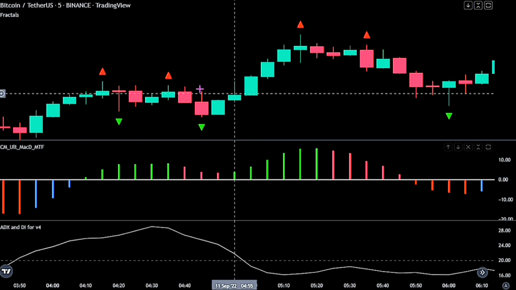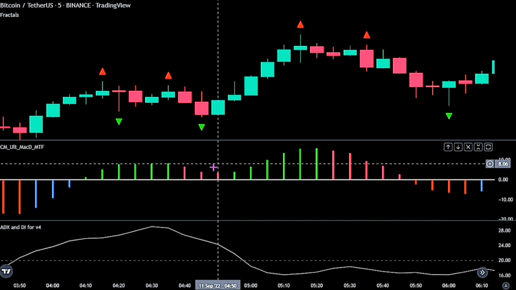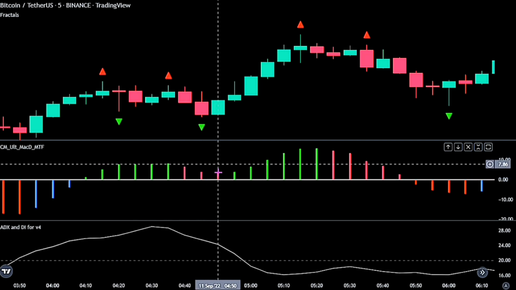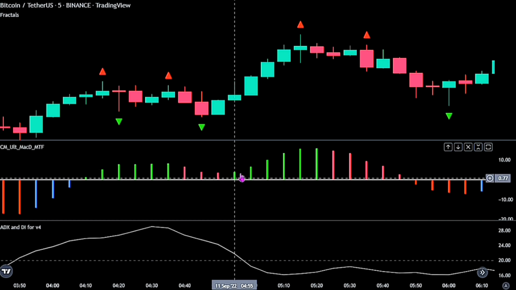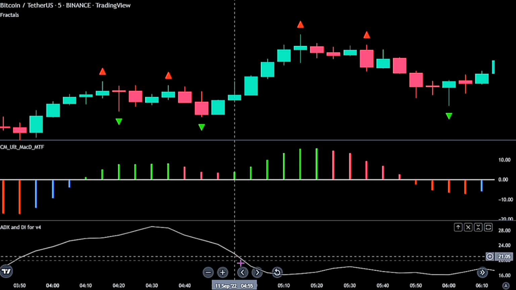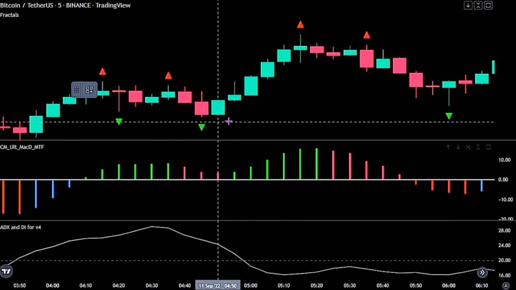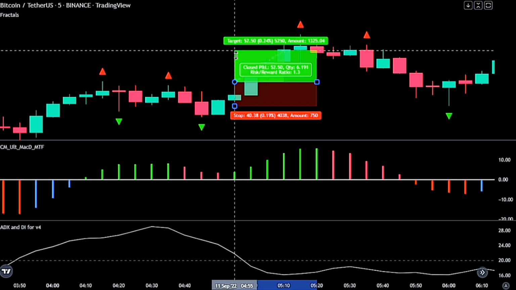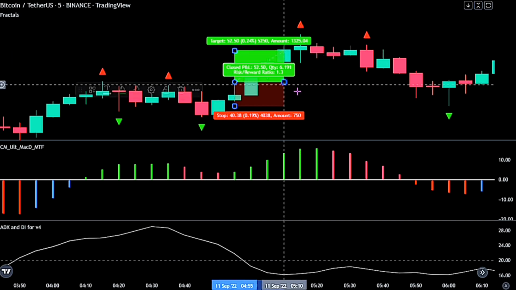So here, we see we met all our conditions, as we have the histogram above the 0 line, and we got our pink histogram here. Before we waited for the next green histogram on the MACD, the last available fractal is colored in green, as we still had the ADX above the 20 threshold line. We would then go ahead and open a buy trade at the peak of this candlestick. Our stop loss is at the recent swing low, while our take profit is at 1.3 times the risk, and we see the trade was successful.